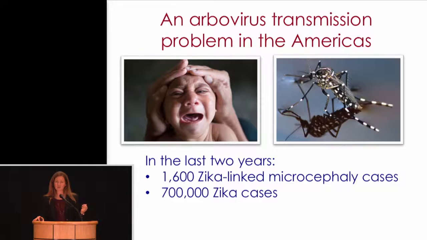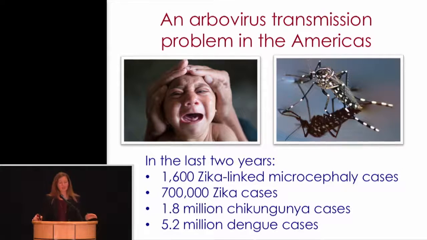Of course, it's been linked to complications with pregnancy, most prominently microcephaly, but also lots of other complications in fetuses for when the mothers were infected during pregnancy. So we've had over 1,600 documented cases of Zika-linked microcephaly and over 700,000 cases of Zika in the Americas just in the last year. So this is a really massive problem that we have, particularly in the Americas, but spreading throughout the global tropics. In tandem with this, just in the last year, in the same period, we've had 1.8 million chikungunya cases and 5.2 million dengue cases. So really, really big arbovirus problems.